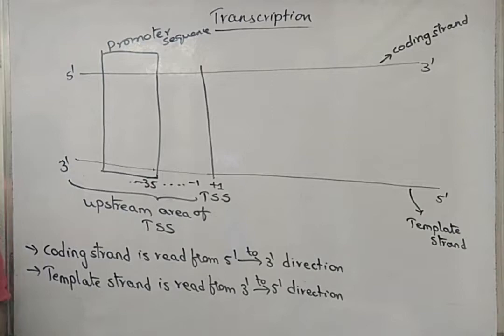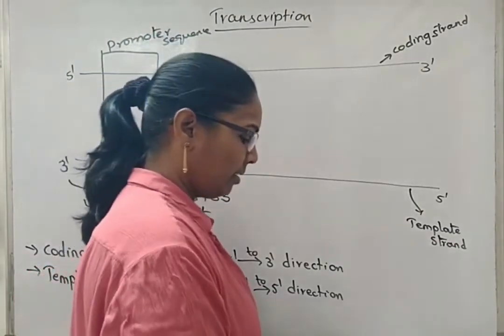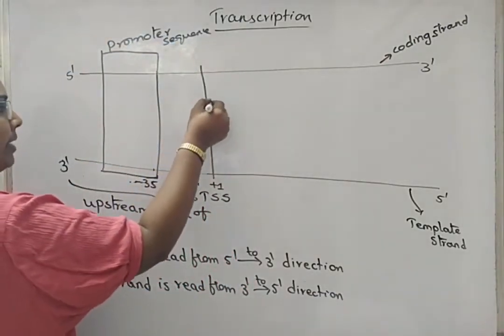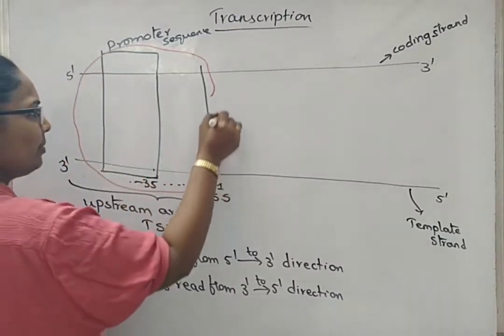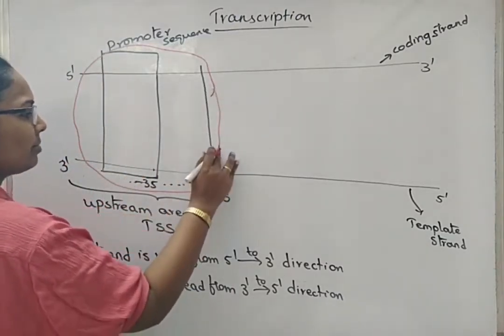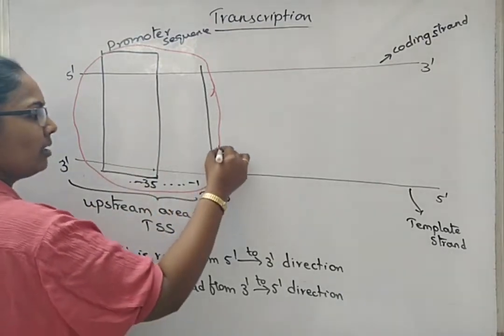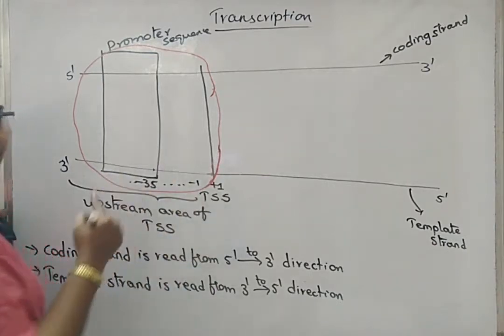Now, where does this RNA polymerase bind? RNA polymerase can bind by occupying all this area which I am marking with red color marker. So here the RNA polymerase has also occupied the transcription starting site.